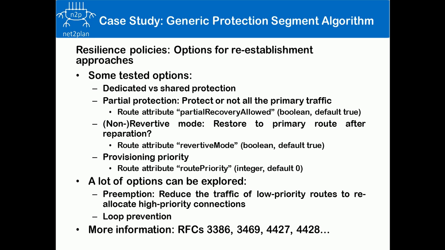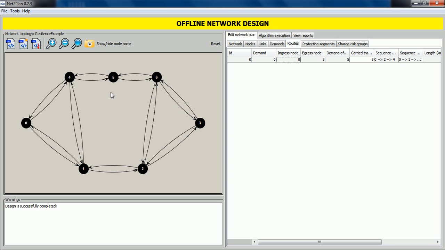When defining resilience policies for your network design, some options used by the generic protection segment algorithm may be considered. For example, dedicated versus shared protection. That means the protection segment is assigned only to one route, or it is shared among 2 or more routes. I will illustrate this in Net2Plan using the same topology as before, with a protection segment as a link reestablishment.